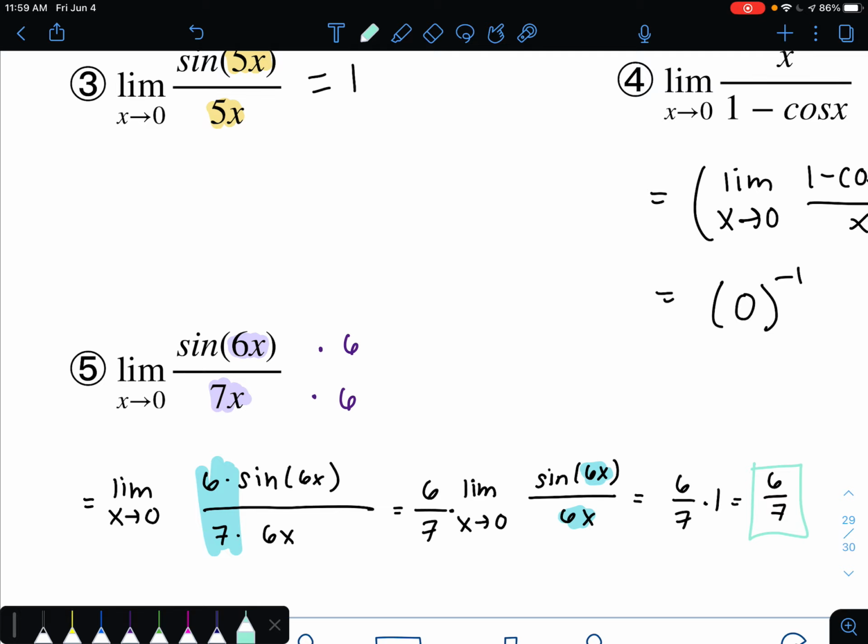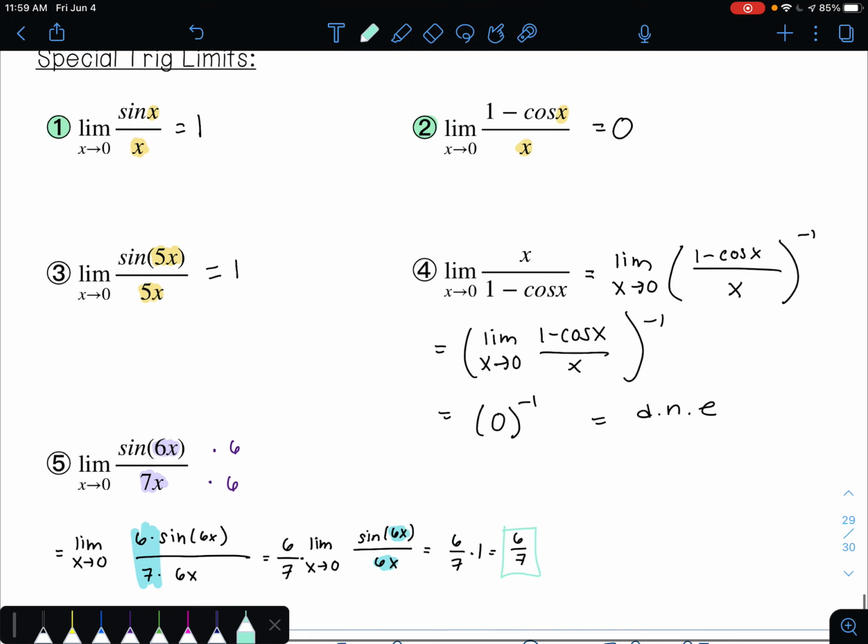So that's one way to figure out what the limit is. The shortcut is, of course, to look at the fact that you have a 6x in the top and a 7x in the bottom.